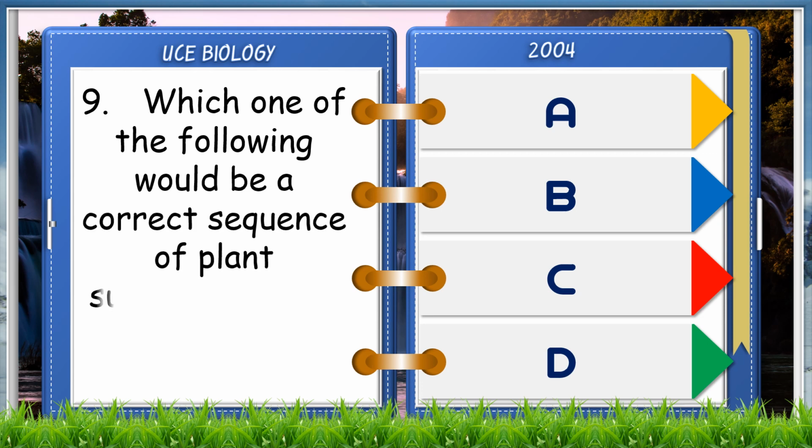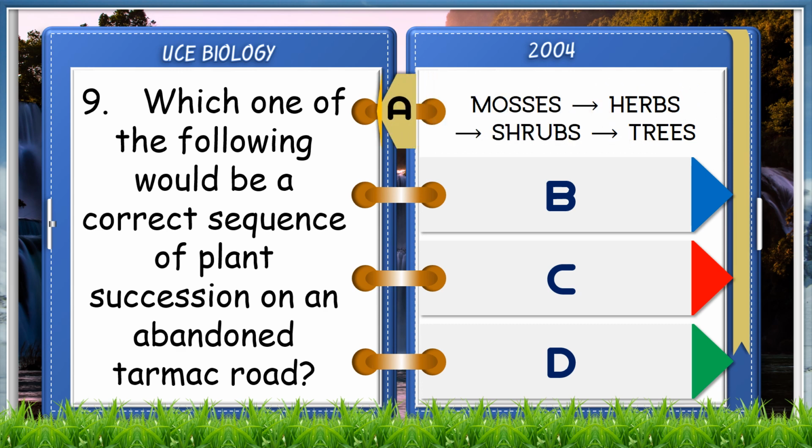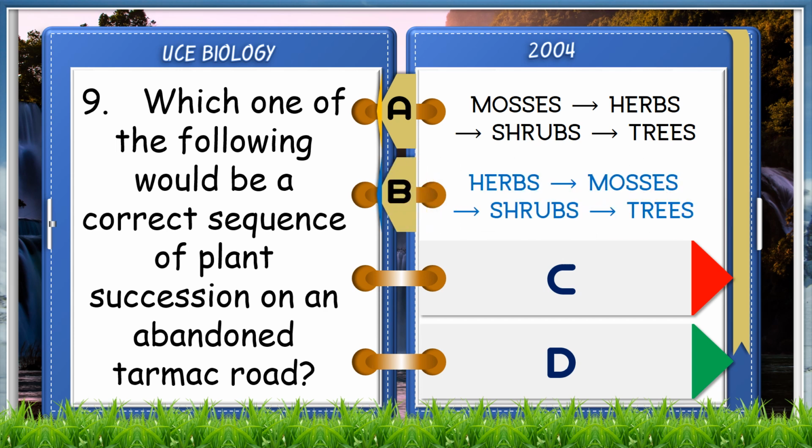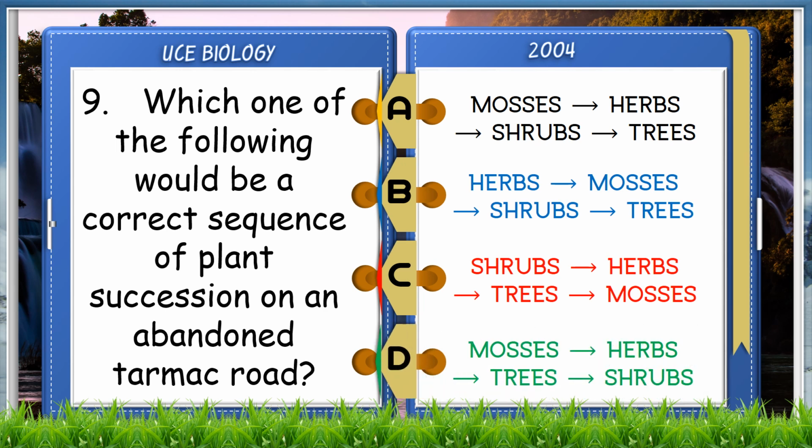Which one of the following would be a correct sequence of plant succession on an abandoned tarmac road? A. Mosses, herbs, shrubs, trees. B. Herbs, mosses, shrubs, trees. C. Shrubs, herbs, trees, mosses. D. Mosses, herbs, trees, shrubs. The answer is A. Mosses, herbs, shrubs, trees.